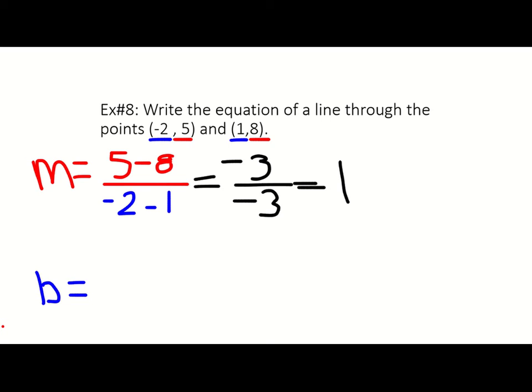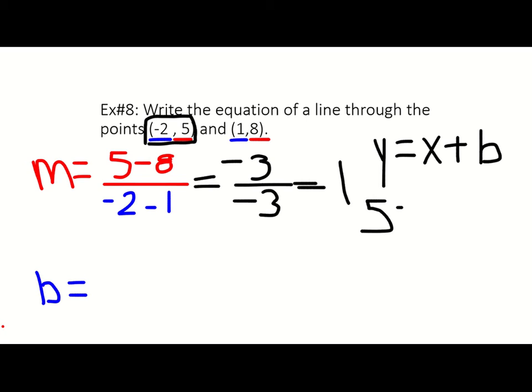Once I have the slope of the line, I'm going to plug it in to y equals mx plus b. So this would be y equals x plus b, since m is 1. And then I'm going to pick either point to plug in for y and x to figure out what my y-intercept b is. So I'm going to use the point negative 2, 5. I'm going to replace y with 5 and x with negative 2.